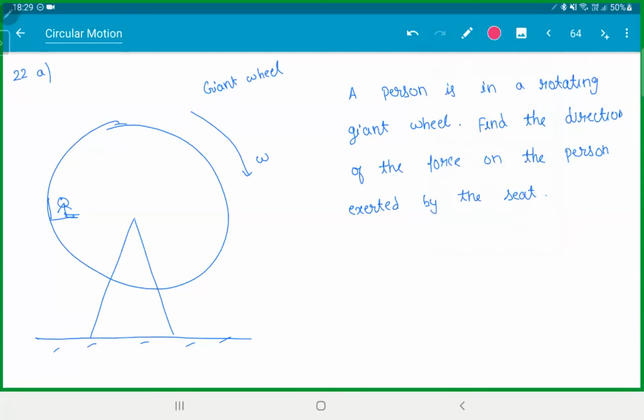So the options would be given like this: A, B, C, D. There will be four options like this. So you're sitting in a giant wheel seat, and this is just going in a circle. So the seat is exerting force on you in which direction? A, B, C, D. These are the options. It's mostly a theoretical question, an easy one. I'll give you a minute. I hope the question is clear.